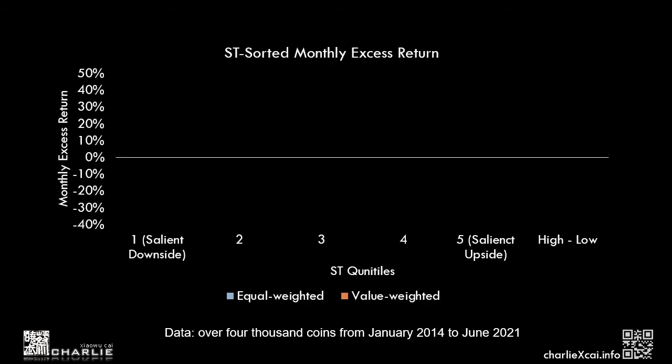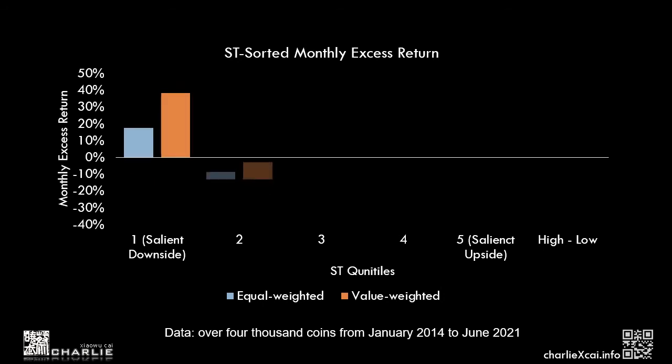We apply the empirical asset pricing method to the cryptocurrency market using over 4,000 coins from 2014 to 2021. Here we present the main findings. We report the monthly asset return of the quintile portfolio sorted by the ST measure, ranging from the portfolio that is with salient downside, number 1, to those with salient upside, number 5.